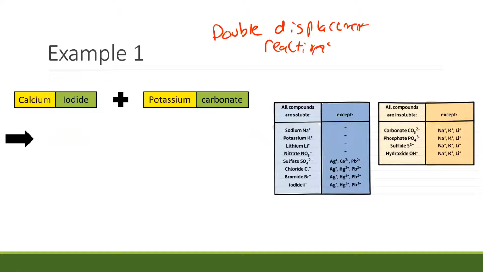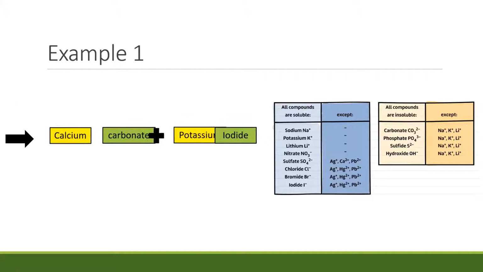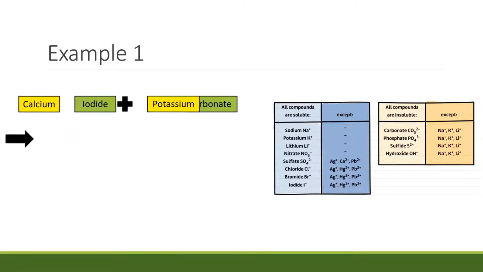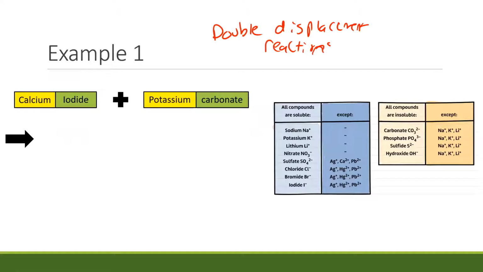Well, what you do is you slide these across like this. You swap their positions. Now, obviously, you won't be able to do this fancy animation in a test. But what you would do is say, okay, let's work this out. We'll take calcium. It's bonded to iodide. Let's swap that for carbonate. So it's going to be calcium carbonate. The other one, we're going to take potassium, and we're going to swap that carbonate for an iodide.